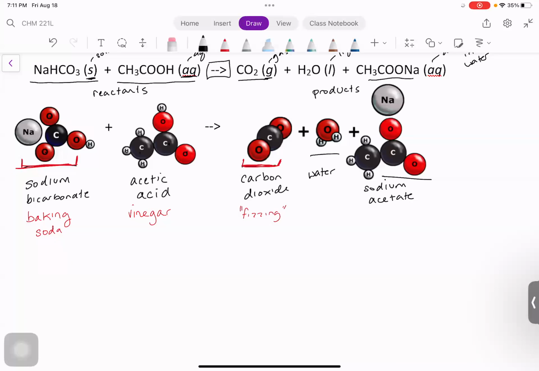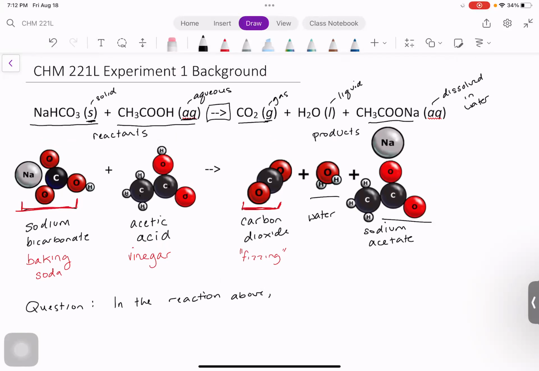So our testable question here is not going to be what happens when we mix sodium bicarbonate and acetic acid. Our testable question is instead going to be investigating the relationship between sodium bicarbonate and carbon dioxide. So in the reaction above, we've already described the reaction. In the reaction of sodium bicarbonate with acetic acid, we have the chemical equation for the reaction written in our notebooks. Anytime there's a chemical equation, you should write it in your notebook. So we've got the chemical equation.